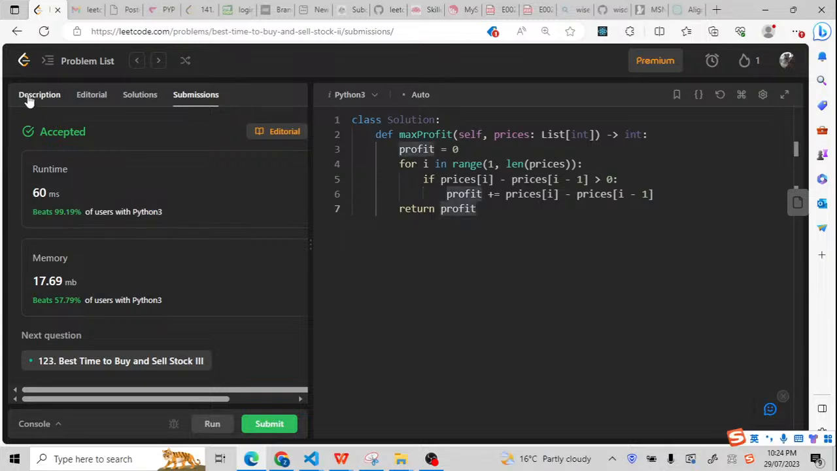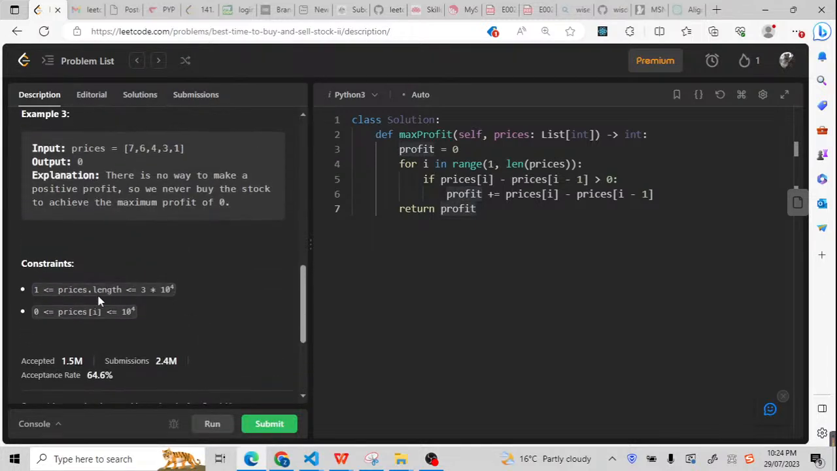Now let's analyze the time complexity. Let's check the constraints first. The length of prices is 3 times 10 to the power of 4, and this is also O(n). So for an O(n) algorithm, we are sure that it can pass all the testing cases.